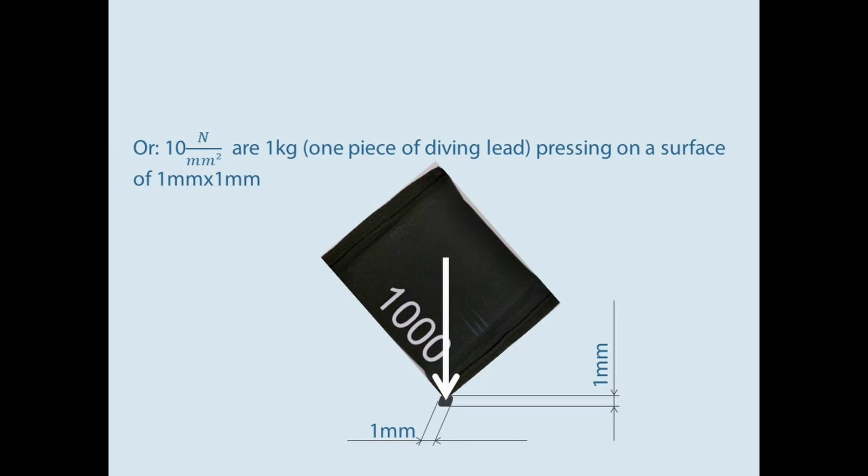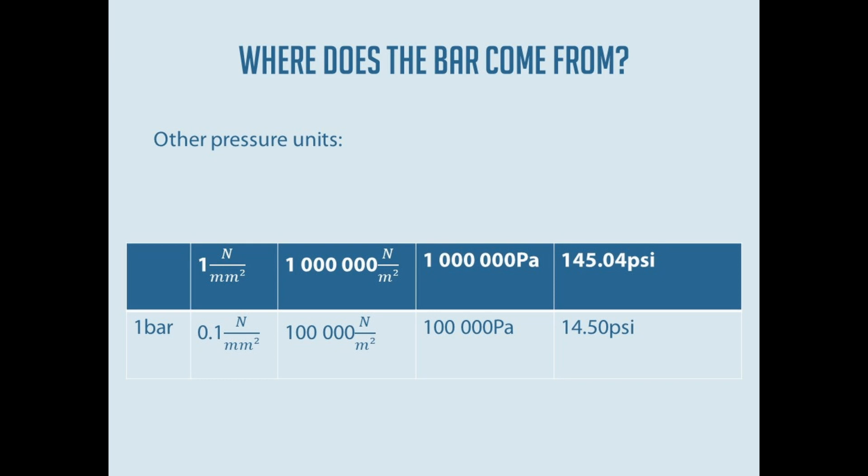But where does the bar come from that we talk about all the time in diving? In principle, it's quite simple. We'll just look at a few other ways of writing how we can represent the pressure. So we've already learned that one way is to write 1 Newton per square millimeter. Now, there's nothing to stop us from making it a little bit bigger by saying Newton per square meter. Assuming that the pressure is acting on every single square millimeter and is evenly distributed, a very large number comes out, namely 1 million Newton per square meter.